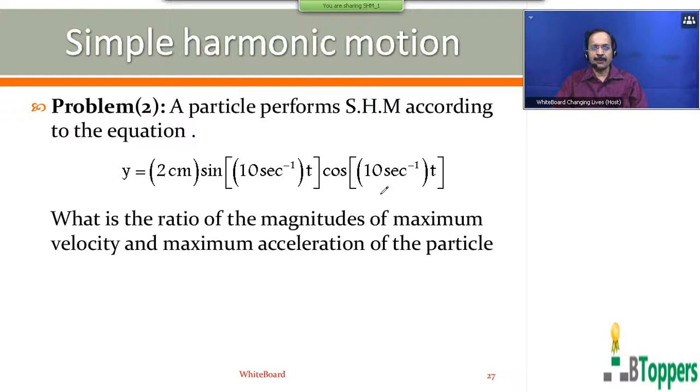A particle performs, I will read out this problem, performs simple harmonic motion according to the equation y equal to 2 centimeter into sine of 10 second inverse into t multiplied by cos of 10 second inverse into t. What is the ratio of the magnitudes of maximum velocity and maximum acceleration of the particle?